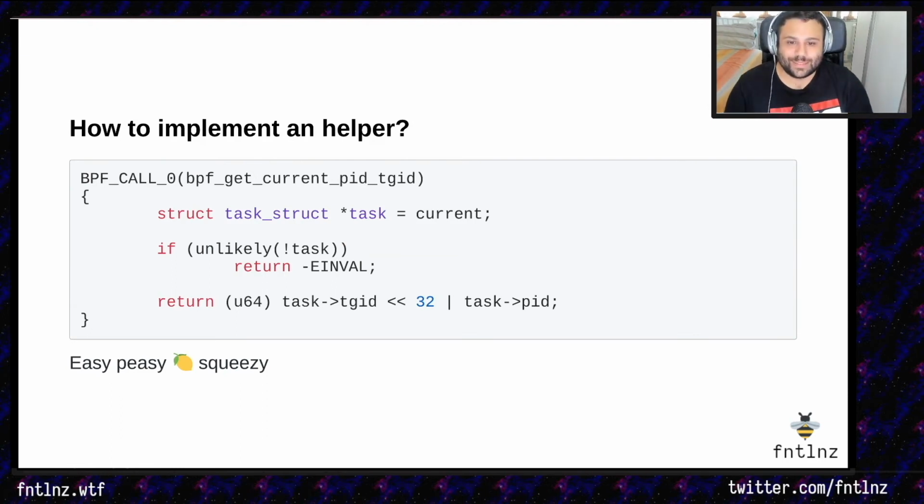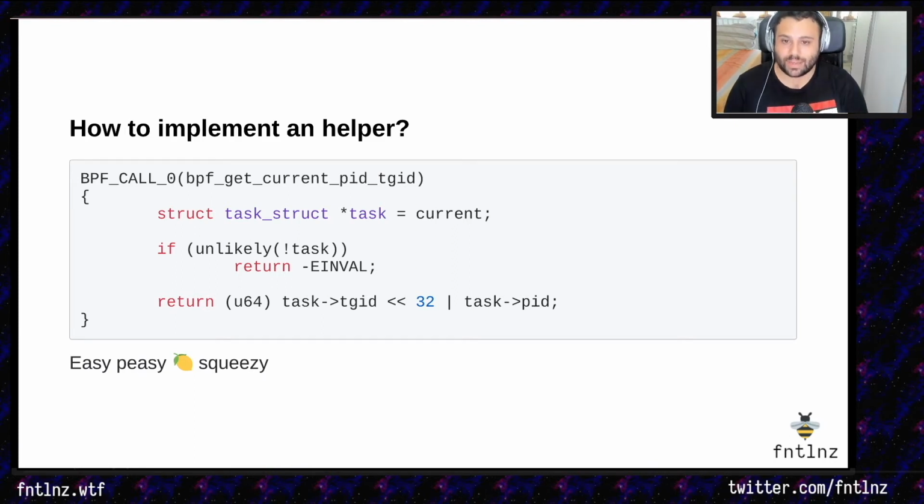But let's go to the juicy thing. How do I implement a helper? It turns out to be very easy. You just define a function using a macro, depending on the number of arguments. BPF_CALL_0, 1, 2, 3, 4, and 5, you can have a maximum of 5 arguments by convention. In this case, this is the implementation of bpf_get_current_pid_tgid.